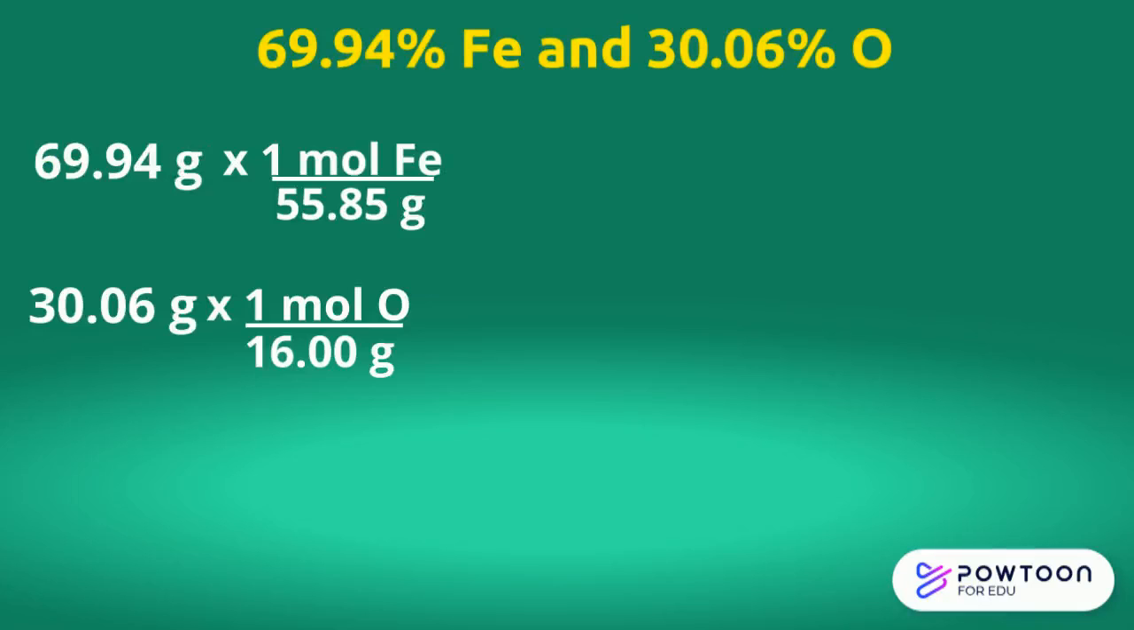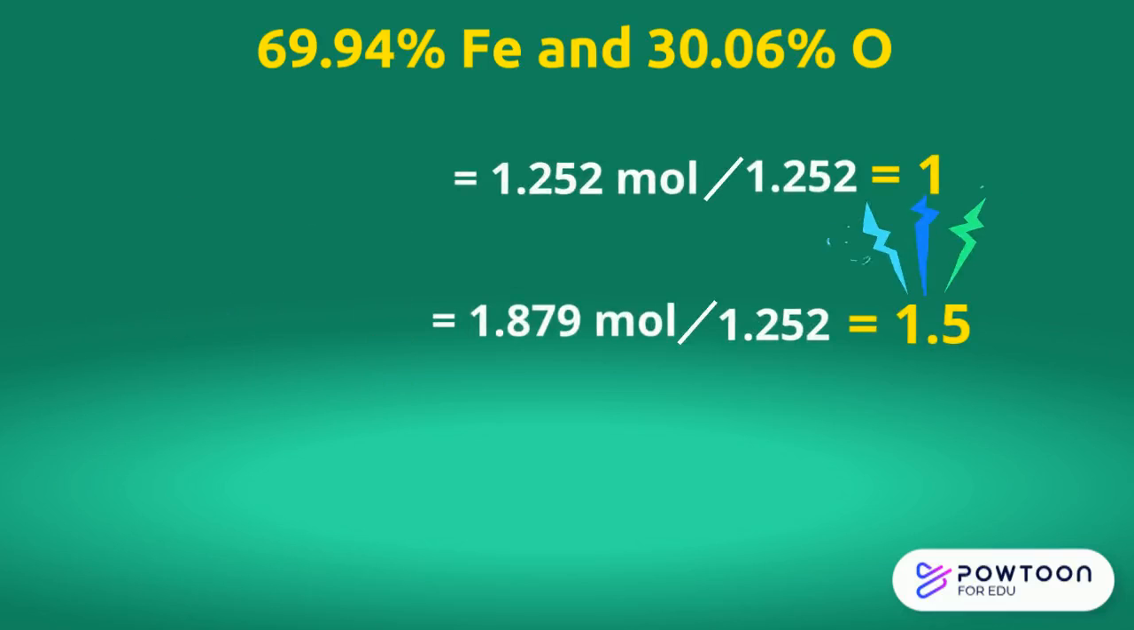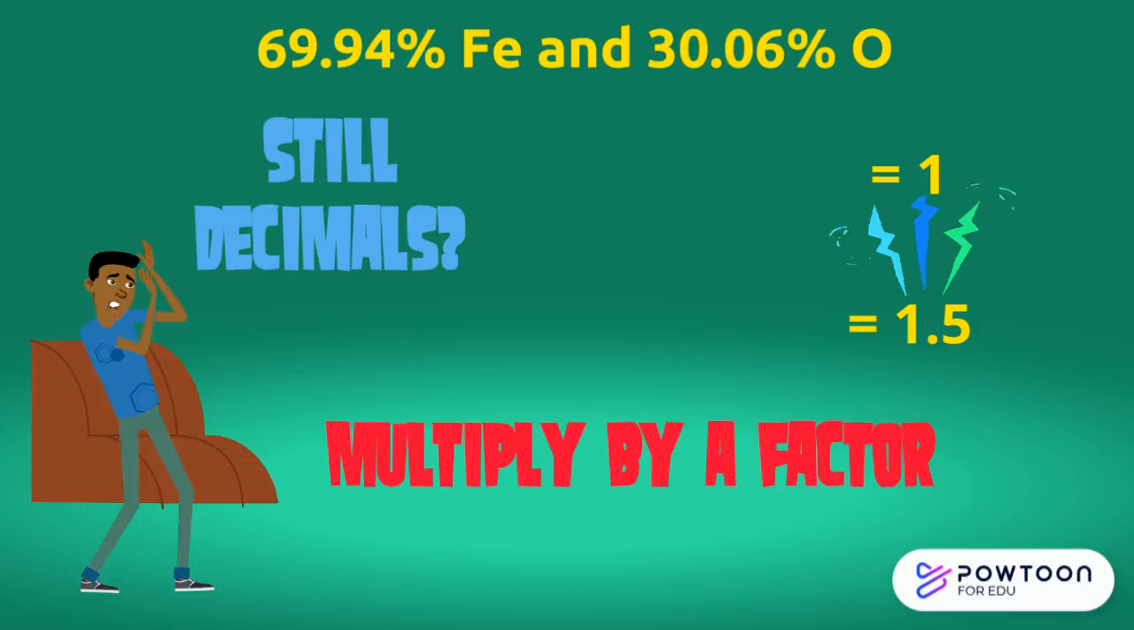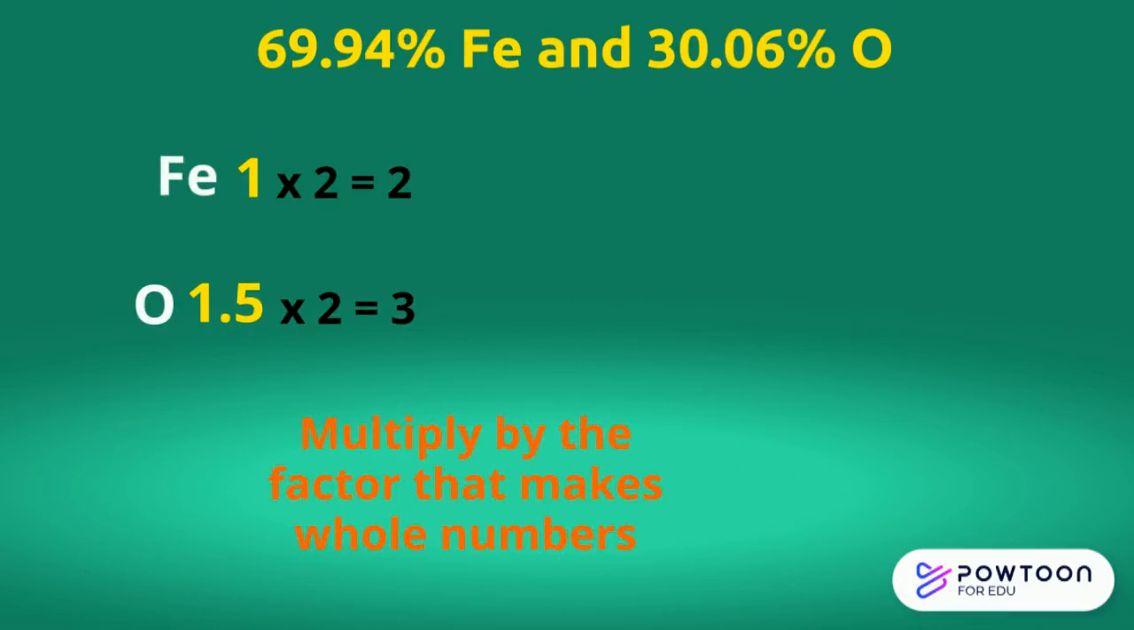Sometimes the ratios are not all whole numbers after dividing by the smallest one. In that case, you will need to multiply all of them by the same factor to obtain whole numbers. In this example, we need to multiply all of the elements by 2 to obtain whole numbers.